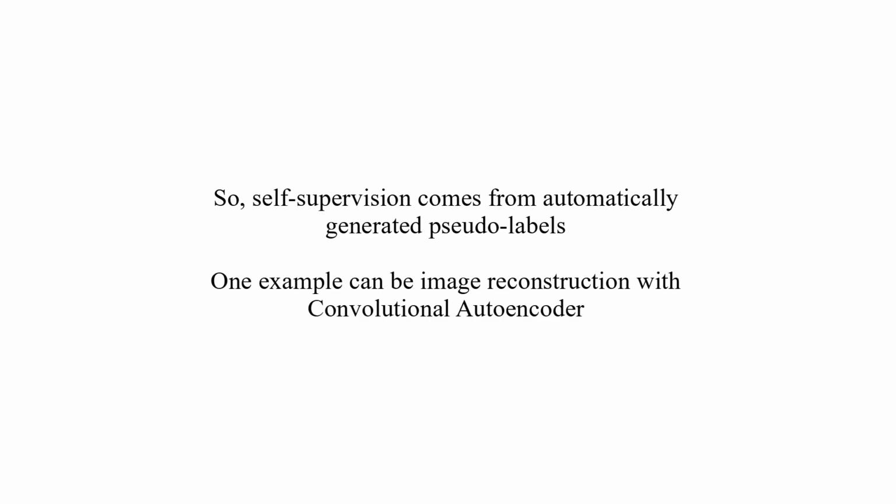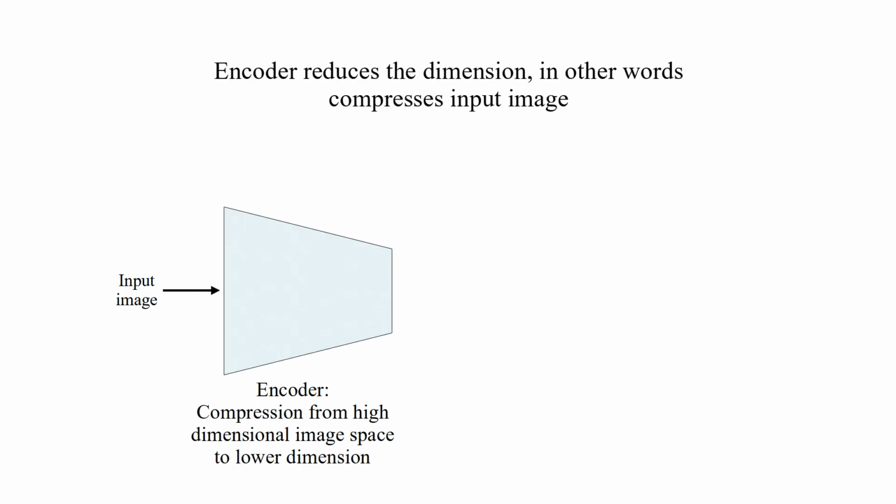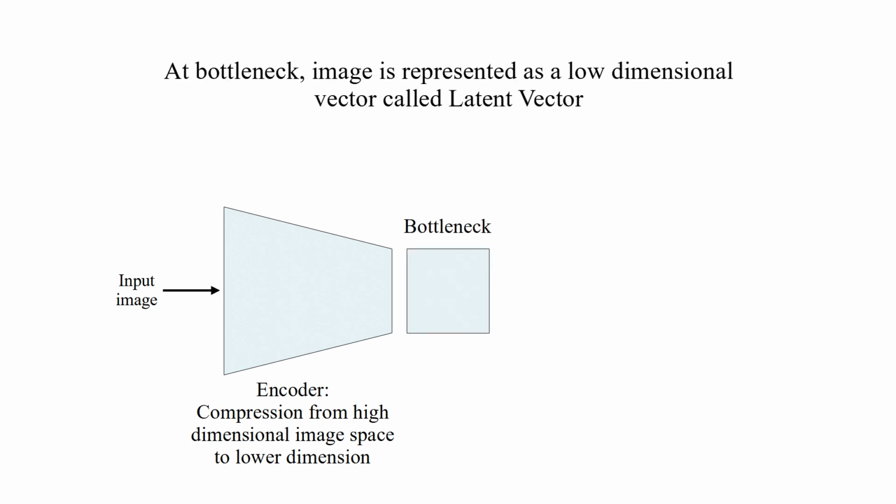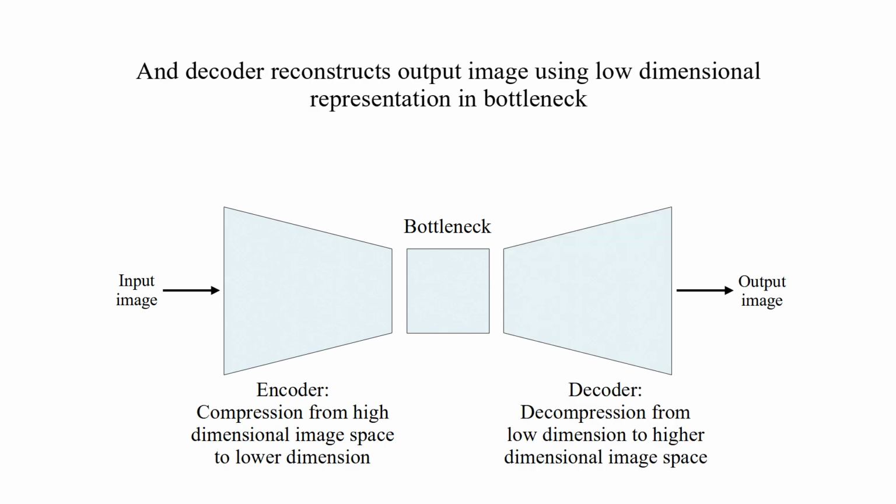One example can be image reconstruction with convolutional autoencoder. Autoencoder has mainly three components. Encoder reduces the dimension, in other words, compresses input image. At bottleneck, image is represented as a low-dimensional vector called latent vector. And decoder reconstructs output image using low-dimensional representation in bottleneck.